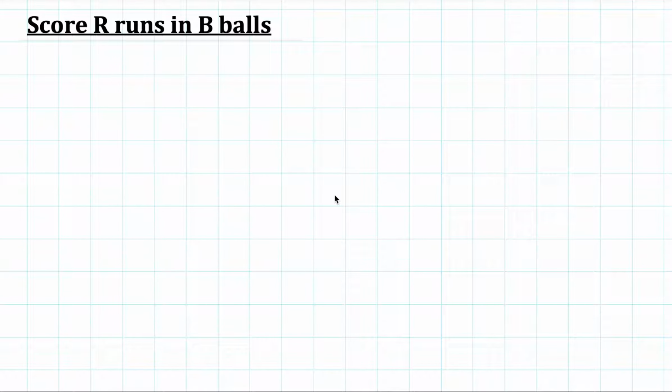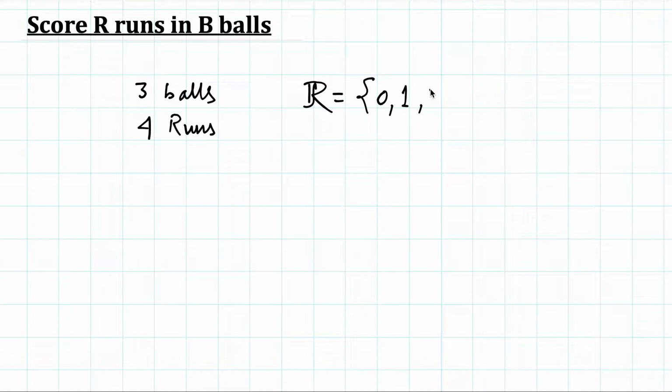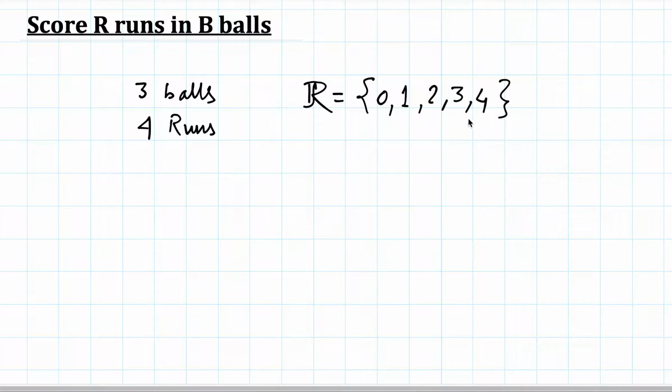In this video we will see another dynamic programming problem. The problem is that we have to find the number of ways to score R runs in B balls. For example, we have 3 balls and we have to score 4 runs, and it's given that you can score either 0, 1, 2, 3 or 4 runs in any ball. So any ball you play, you will either score 0, 1, 2 or 3 or 4.